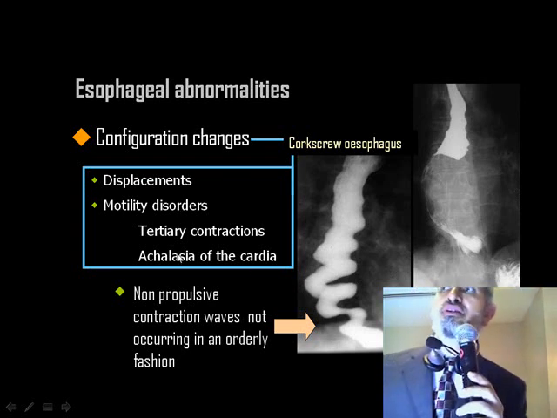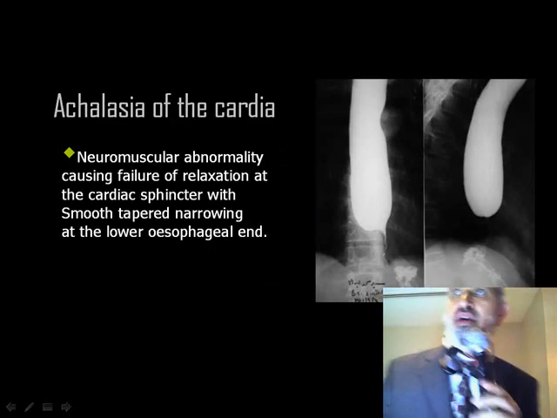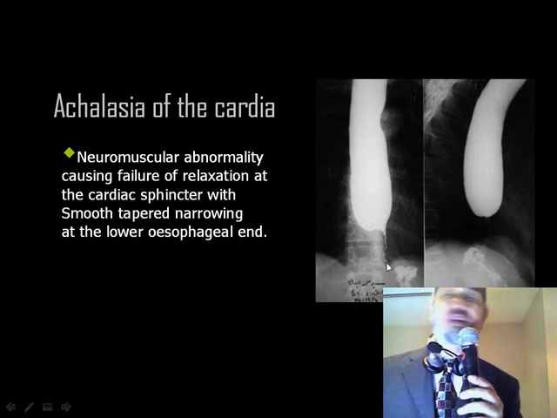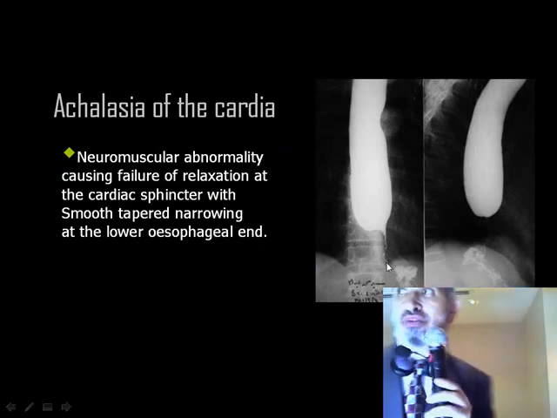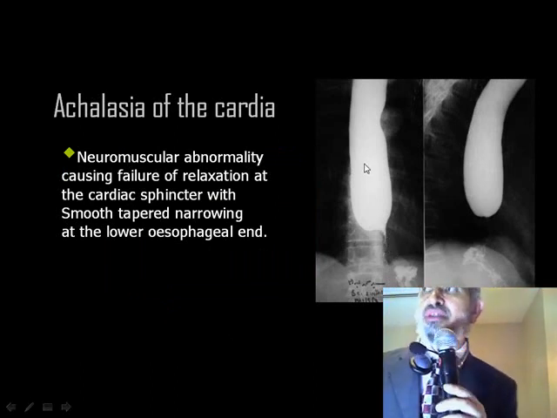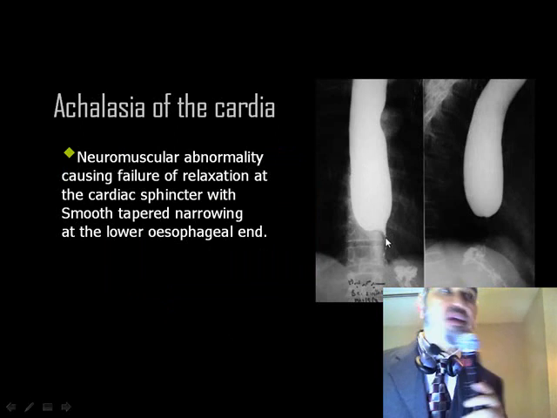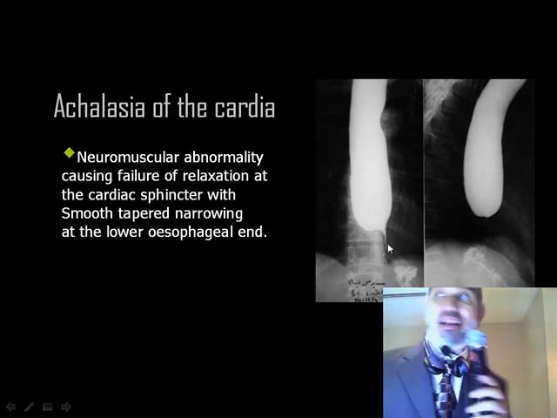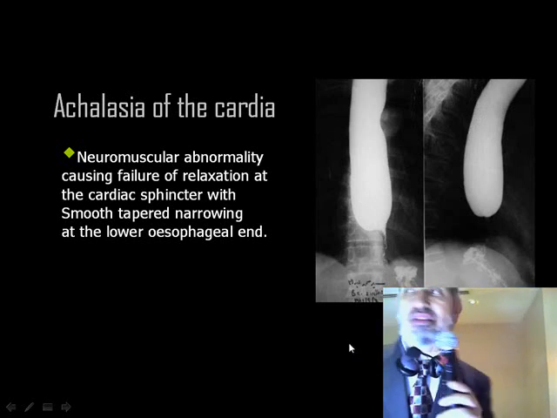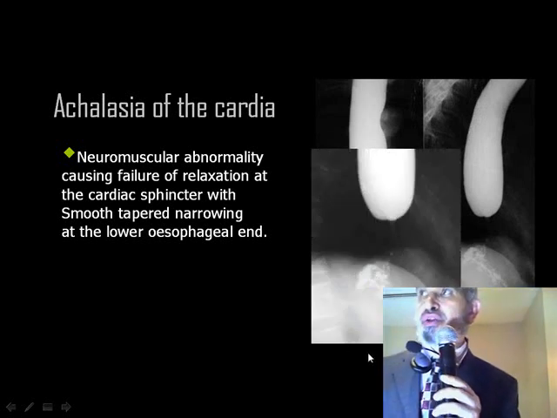Also, one of the motility disorders is achalasia of the cardia, and achalasia of the cardia means that there is a neuromuscular incoordination in the distal part of the esophagus, which is persistently narrowed, leading to proximal dilatation of the esophagus. The narrowing is smooth because this is a benign lesion, and the proximal esophagus is markedly dilated. This is a long-standing pathology.